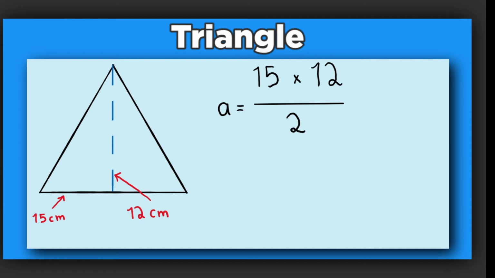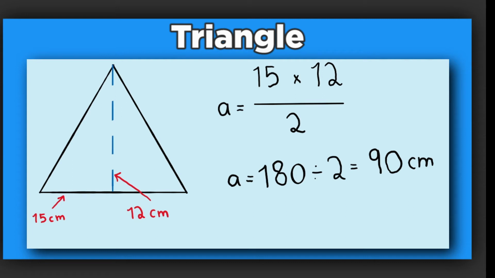Now we are going to multiply 15 with 12. 15 multiplied with 12 is equal to 180. So we are going to write A is equal to 180 divided by 2. So 180 divided by 2 is 90. Now, when we are writing the unit, we will write the same unit, that is centimeters, and then add a square sign. So our area for this shape will be 90 centimeter square.